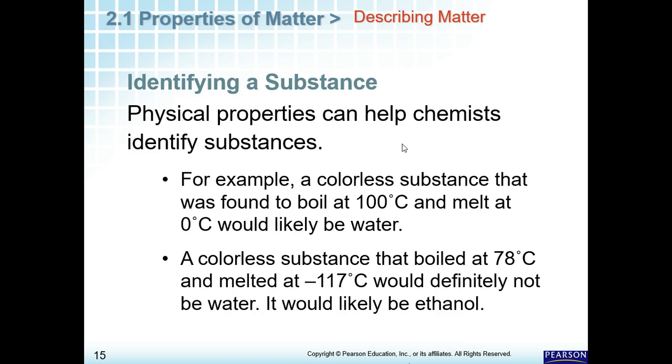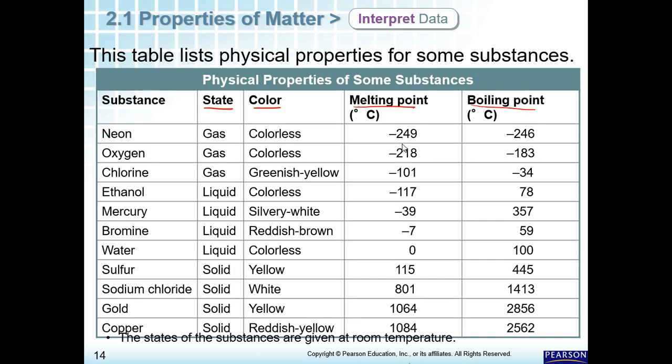Physical properties are super important because they help identify substances that chemists are unsure of. A good example of this is if you have a colorless substance and you know that it boils at 100 degrees Celsius and melts at 0 degrees Celsius, it's most likely going to be water because that's the melting and boiling point of water. So water: 0 and 100.